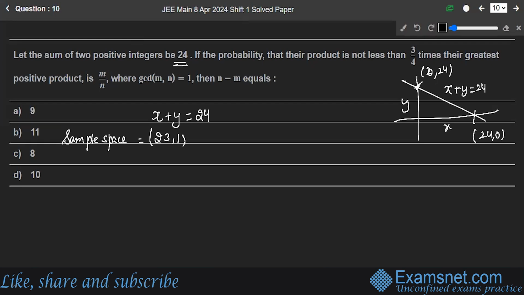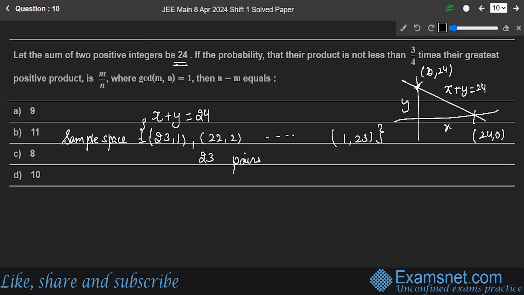So this can have points which lie between these, like 23 comma 1, because I can't take a 0 for any one of the numbers. And then you have 22 and 2. So on, it will go on till 1 and 23. So how many pairs will be there?